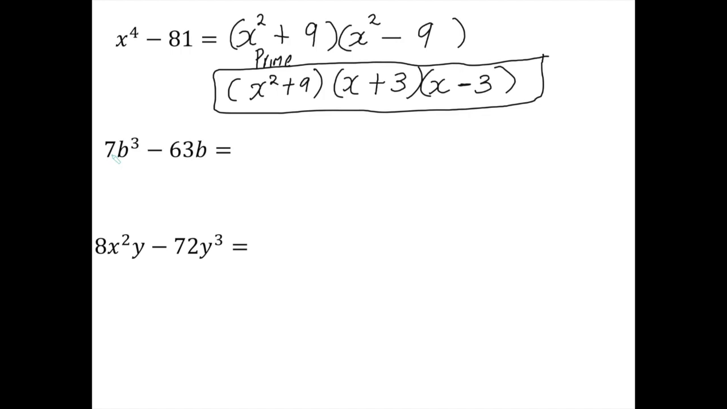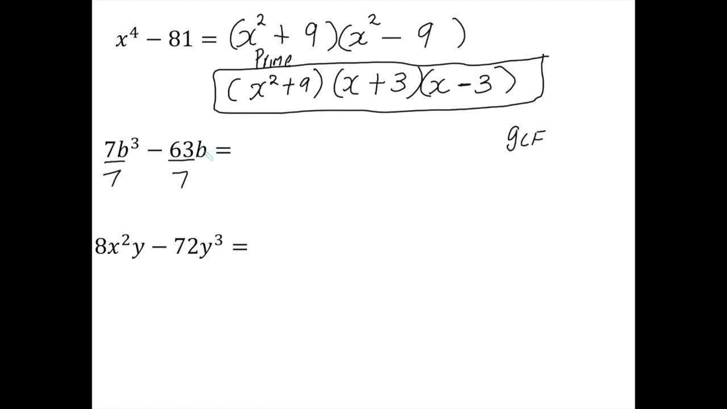So notice here I have 7b to the third minus 63b. Now, I notice it has two terms and it has a subtraction, but 7 isn't perfect and 63 isn't perfect. So your first type of factoring that you're going to perform will be a GCF. You should always try a GCF factoring first.